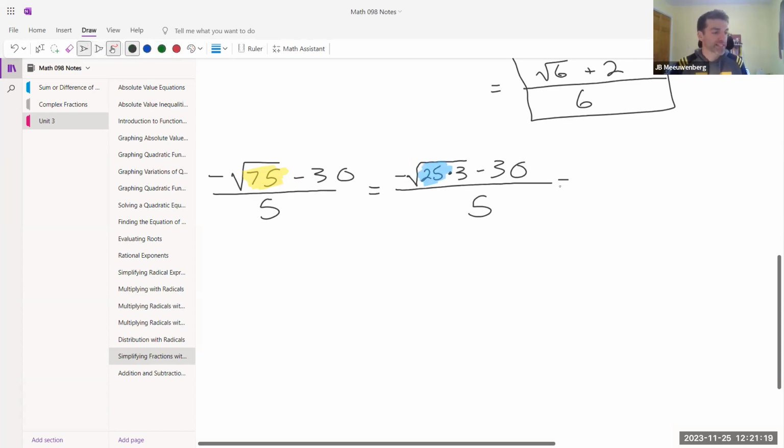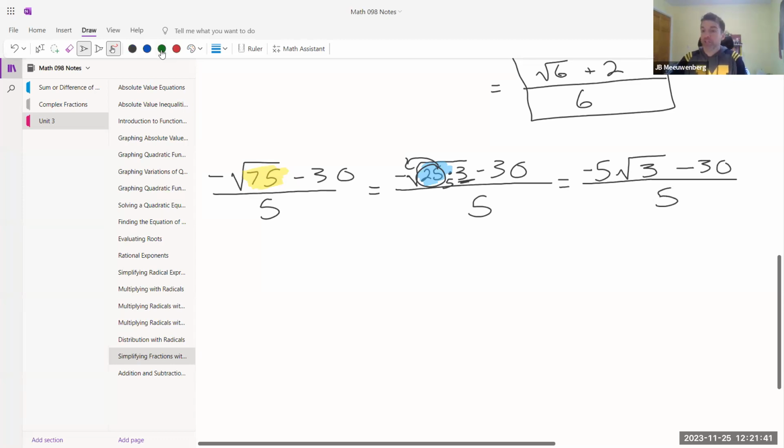So on the next line, we are going to take the square root of 25, which is 5, and bring it out front. It's going to come after that negative. Now we've got negative 5. What's left on the inside? This 3. 3 is still there. Minus 30. We still have a 5 on the bottom.